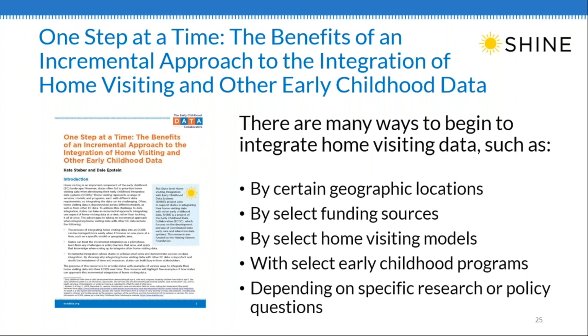So there are many ways in which a state could start this process, and we saw that in each one of our SHINE states choosing to take a different incremental approach. This resource outlines ways to begin the process using that incremental approach and highlights some state examples for what this could look like. So for instance, states could choose to first integrate data within certain geographic regions like specific counties. We saw that in Minnesota, who chose their largest county to start integrating home visiting data with their early childhood longitudinal data system. Or they could begin with select funding sources, so just using certain funding streams and choosing those models to begin with, or selecting certain home visiting models that may be based in certain locations or have larger representation in the states before then broadening out to integrate other home visiting models.